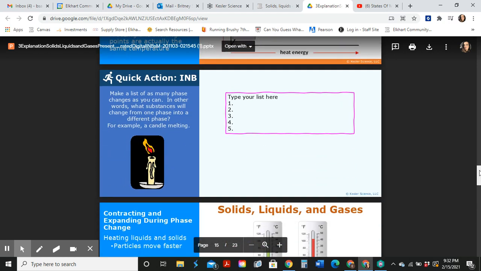Make a list of as many phase changes as you can. In other words, what substances change from one phase into a different phase? For example, a candle melting.